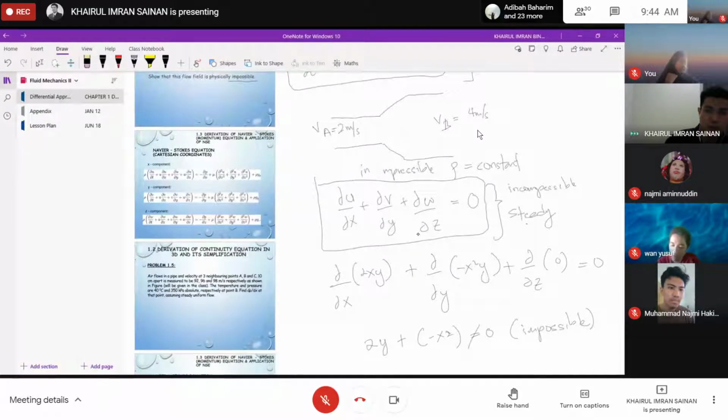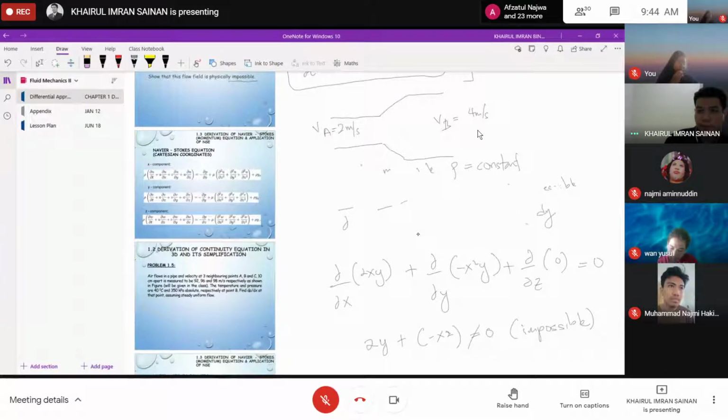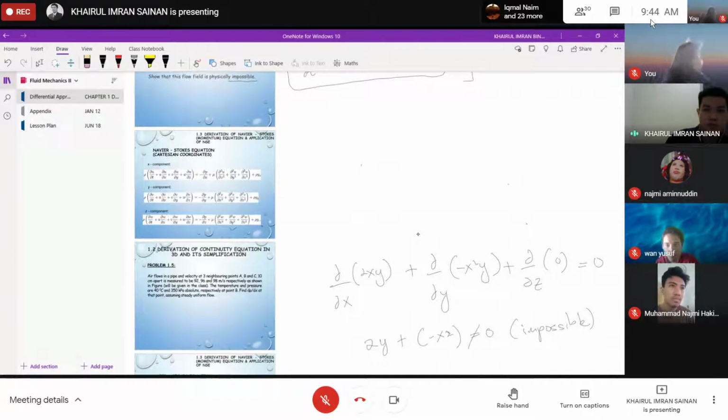Subchapter 1.3. Okay. So this is the Navier-Stokes equation. Page number 16. If you haven't downloaded, you can download from Google Classroom.